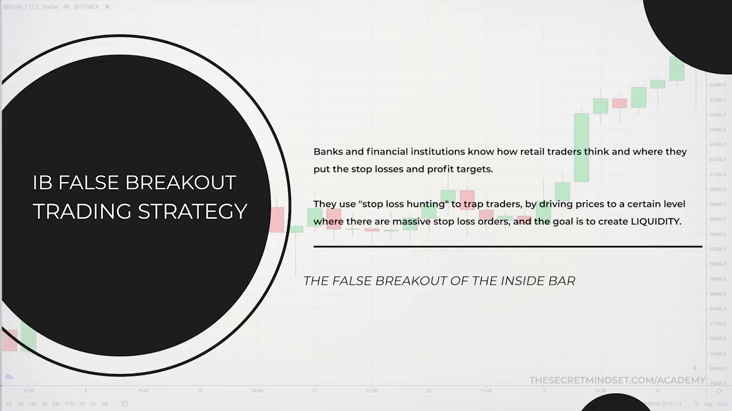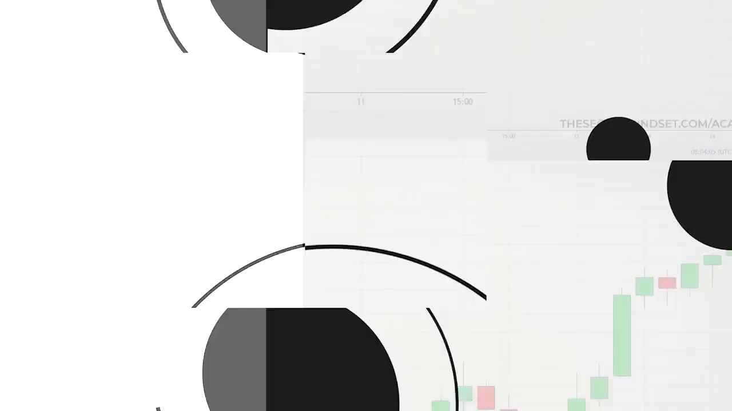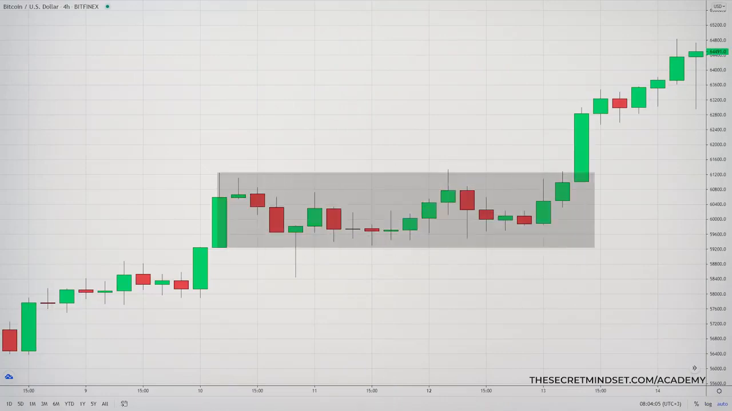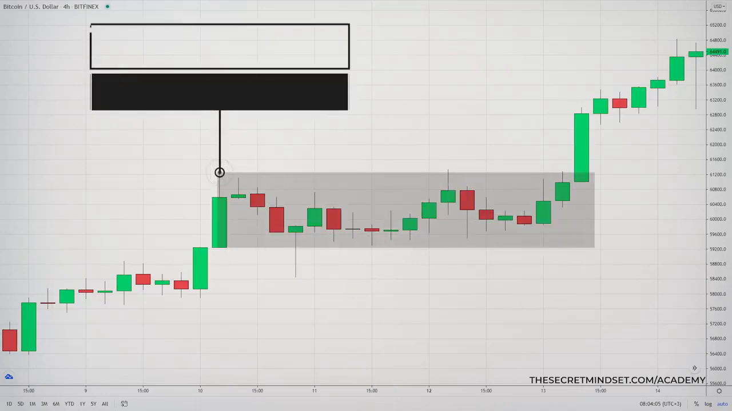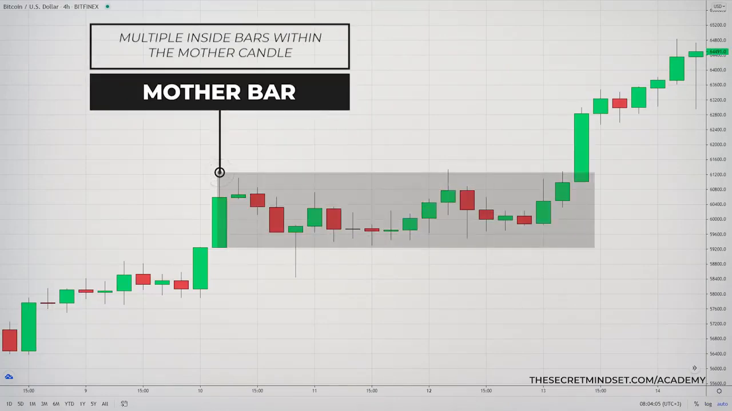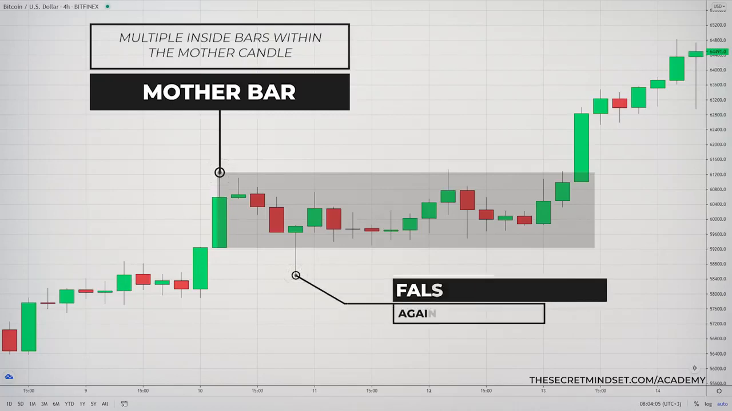And the goal is to create liquidity, because without liquidity, the market will not move. The interaction between big participants and novice traders creates repetitive patterns in the market. And one of the most important candlestick patterns that illustrates how big players manipulate the market is the inside bar false breakout pattern.